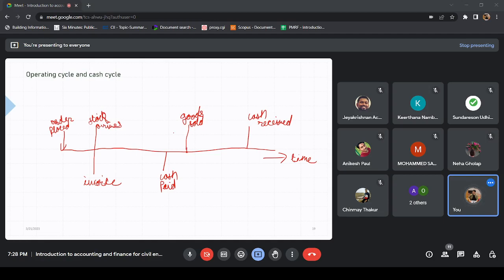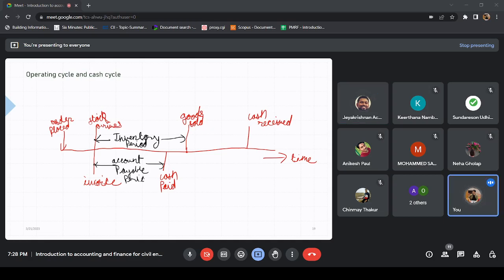So let's try to see the cycles here. Stock arrives and good is sold. So this is where your inventory only, at this part of time you are holding your inventory, right? What about this part? Like this is your wait, your account payable period, right?